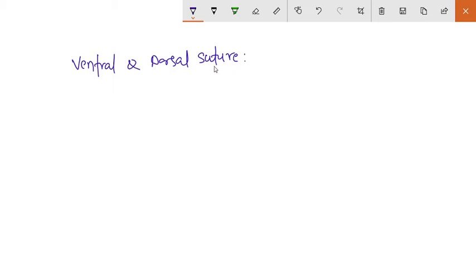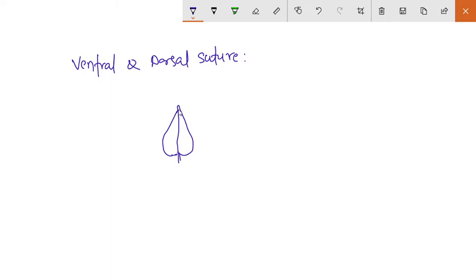Okay, the ventral and dorsal suture. So carpel is regarded as the modified leaf. म्हणजे या ठिकाणी असं म्हटलं जातं की हे जे लीफ असतं, ते modified होतं, and it develops into the carpel.